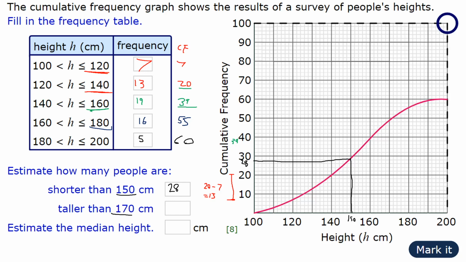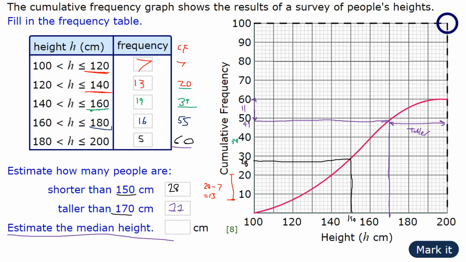And it's the same thing if we're asked to work out taller than 170. Let's go to 170. We can see that the cumulative frequency is, I'm going to say, 49. So we can see that everything above here is taller. How many people are taller if there's 60 people in total? Well, all we're going to do is measure this height here, and that's just going to be 11 people.